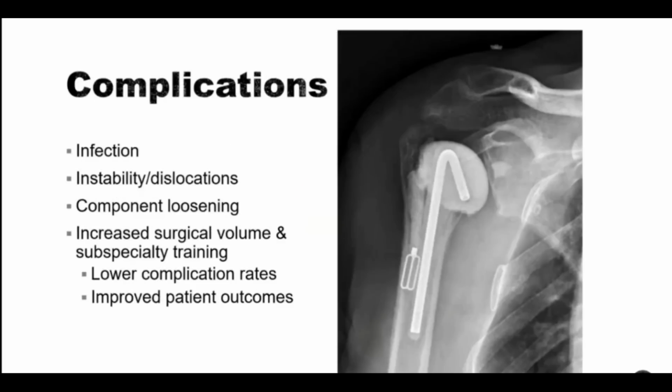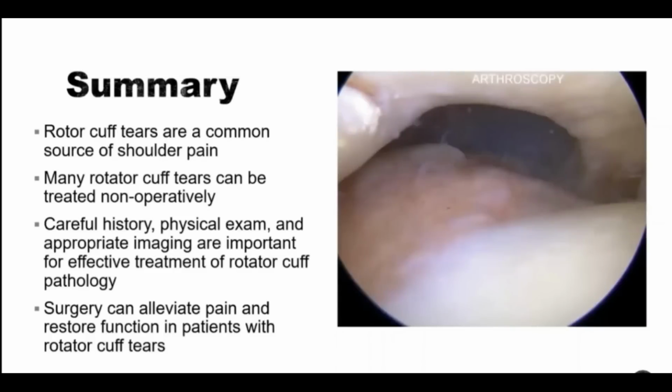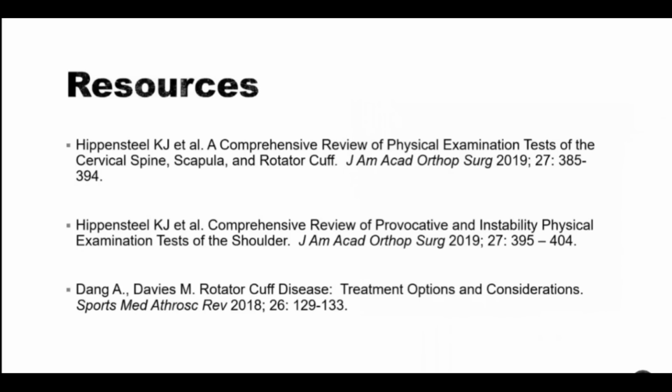We wanted to go in detail through the rotator cuff repair and all the stuff that you're going to see, how you're going to evaluate the patients. So in summary, rotator cuff tears are very common and cause shoulder pain, nighttime pain especially. Many rotator cuff tears can be treated non-operatively. Remember that. A careful history, exam, and appropriate imaging are very important for effective treatment, and surgery can alleviate pain and restore function in patients. Most patients tend to do very well with this surgery.